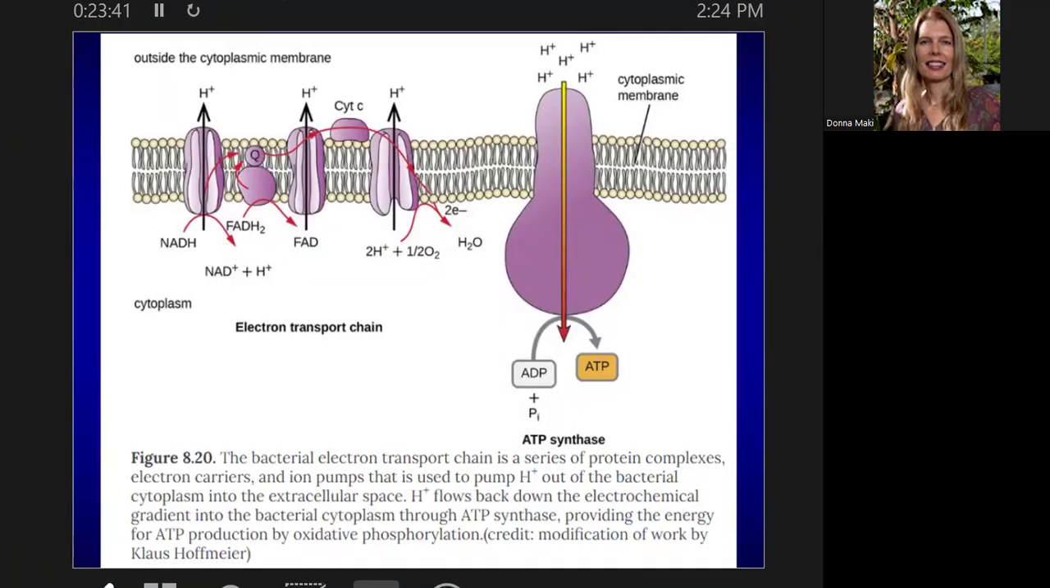So this one's not in your textbook, but at least the artist bothered to include the ATP synthase as you're looking at a simplified electron transport chain process with oxygen sitting at the end. And you get the proton pumping going on, and then the formation of ATP.